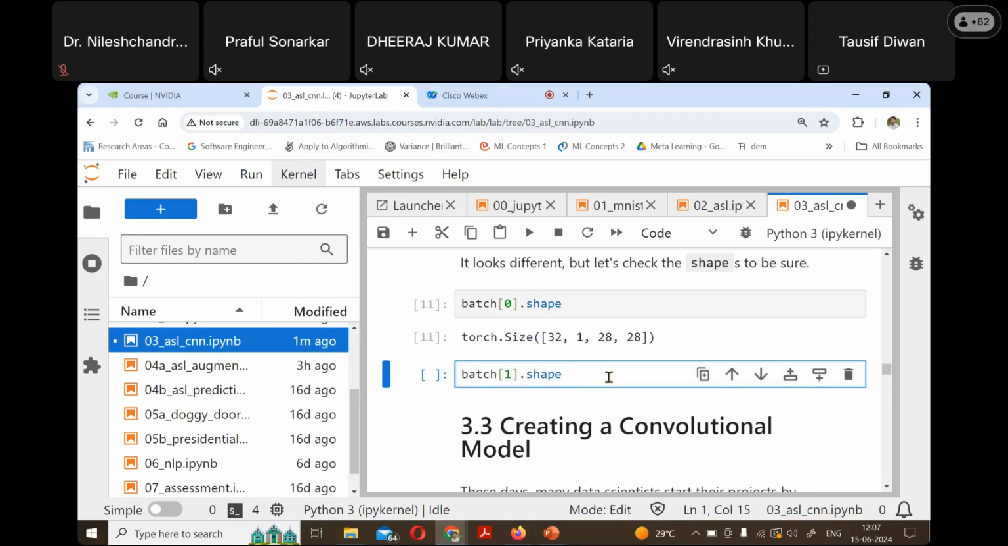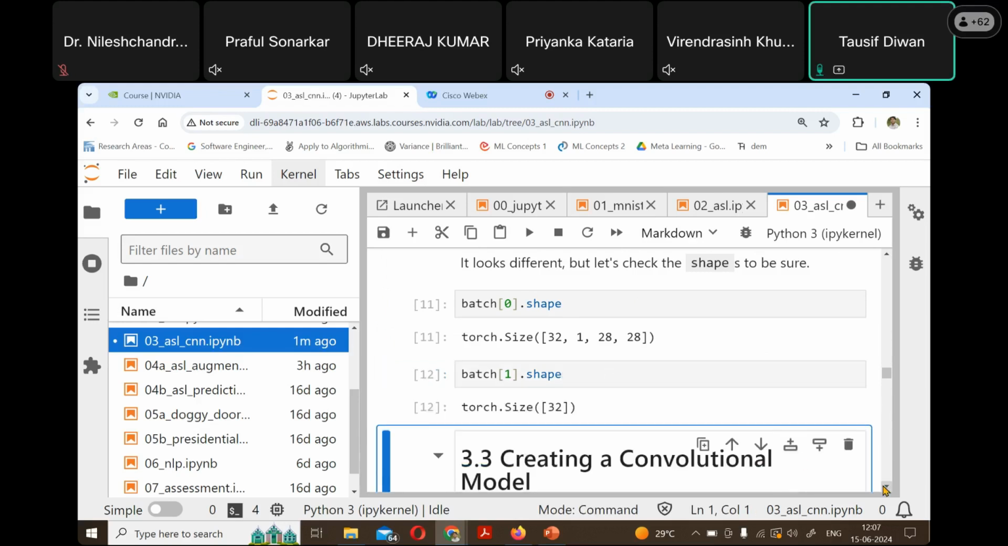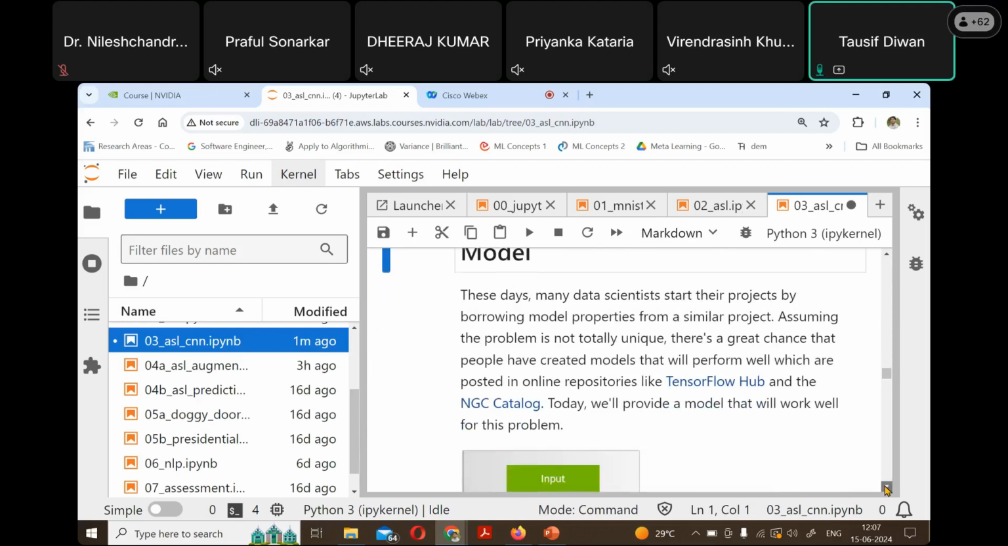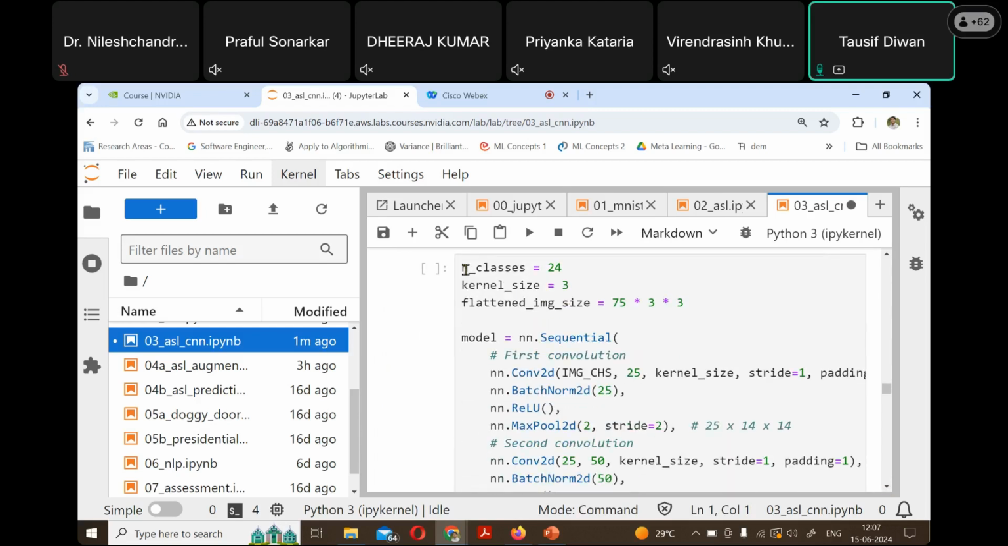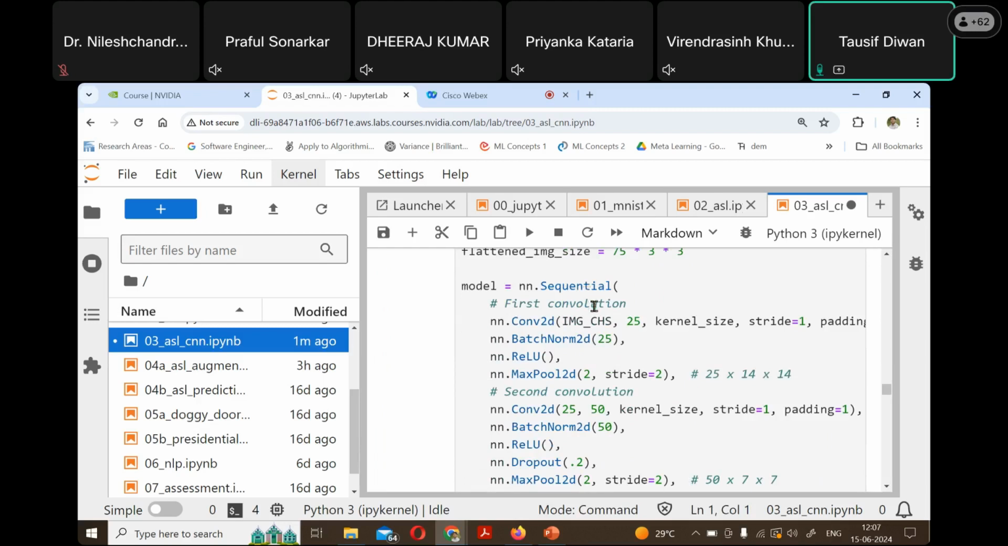Batch of 1 means corresponding labels. See how many images are there? 32. So how many labels would be there? 32. Fine. Now creating the CNN model. See, number of classes 24. Kernel size or filter size that we are taking as 3 cross 3. At this point of time, just ignore this flatten image size. So it's a sequential model.